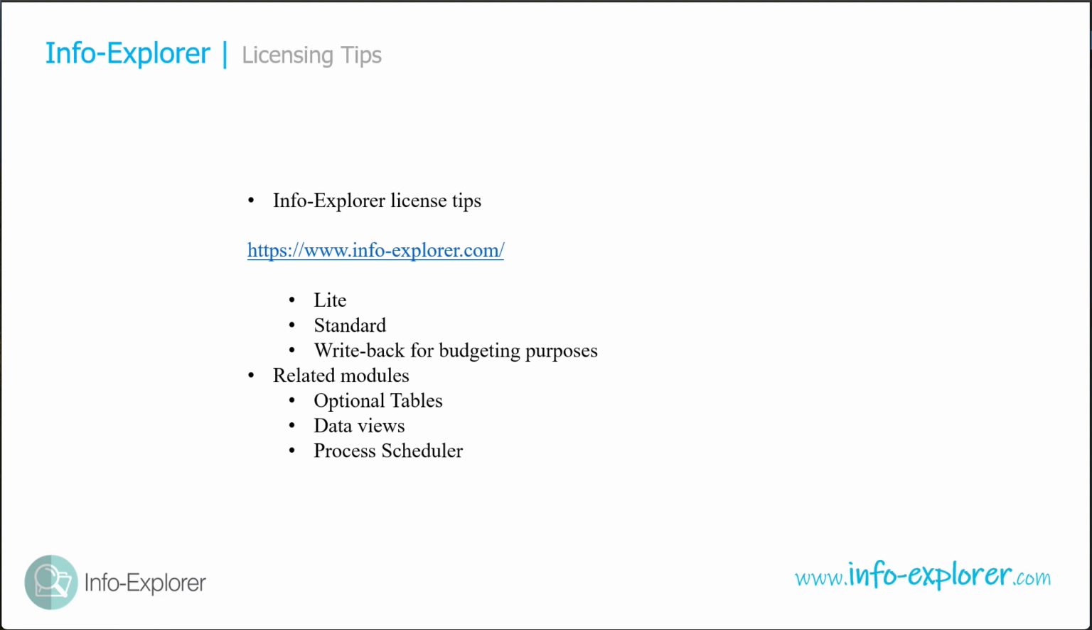The write-back license is for budgeting purposes, where you can use work sets to store your budget and, if necessary, push them back into your ERP database. There are a lot of presentations on the Info Explorer website around write-back by project or by customer and item budgets. In the Sage 300 world, we have a few modules that work very well with Info Explorer. Optional tables to track budget at a level that is not available in Sage 300. Data views we've mentioned, and process scheduler to refresh the cubes automatically. Again, I'll encourage you to have a look at the website for more details.